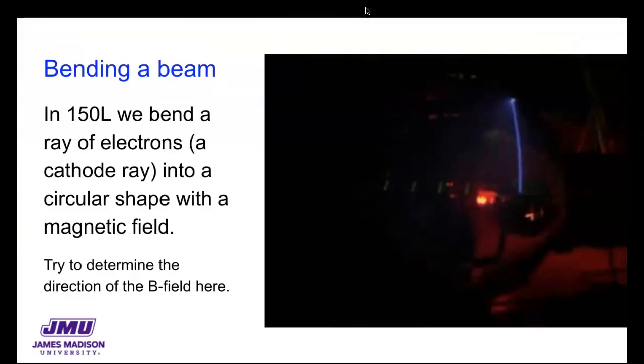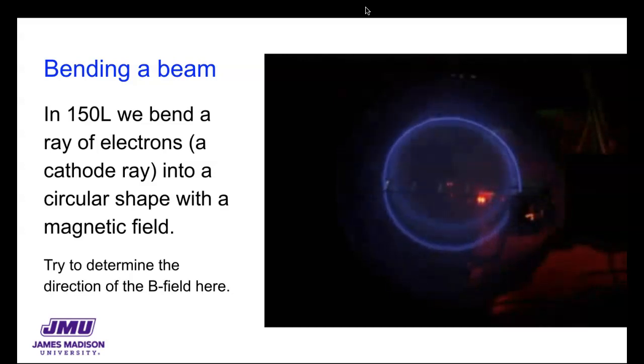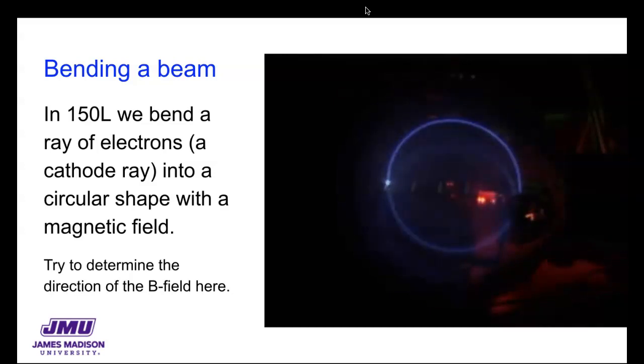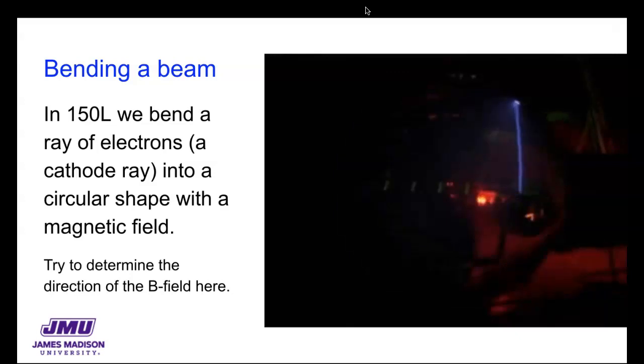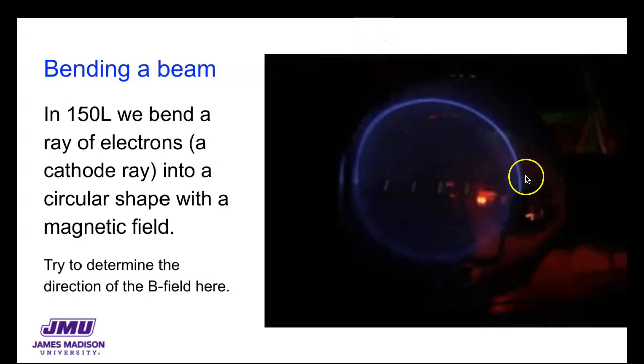In Physics 150L, under normal circumstances, we do have a lab where we bend a ray of electrons. That's what that beam is right there. That's a ray of electrons, and we bend it around into a circular shape with a magnetic field that we control. So that beam of electrons is initially pointed straight up. If the beam of electrons is pointed straight to the top of the screen right here, what direction is the magnetic field that is causing it to bend in this circle?